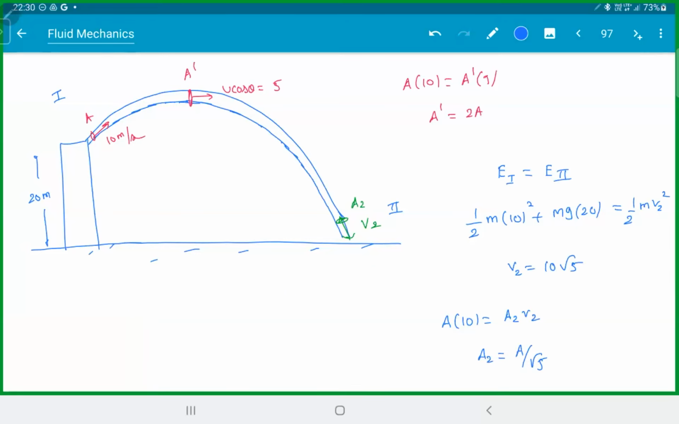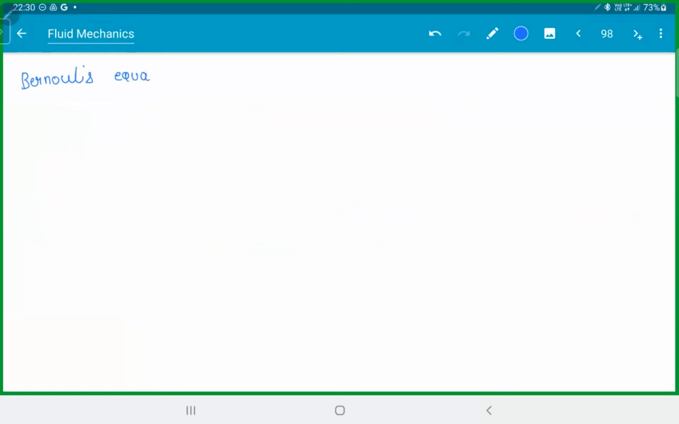That is about equation of continuity. Bernoulli's equation. Just finish off the theory part. Friday we'll do more problems. So basically Bernoulli's equation, right, is valid for a streamline. And this is another form of law of conservation of energy.